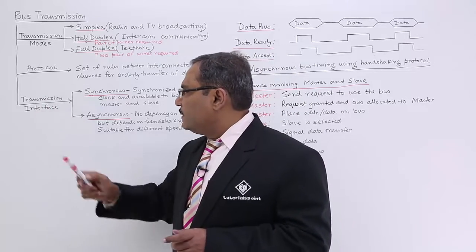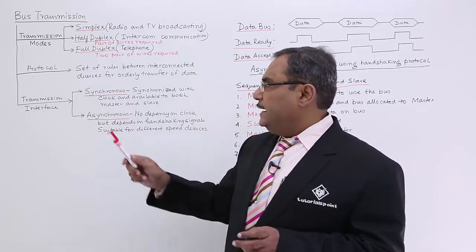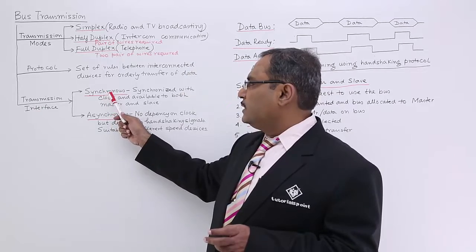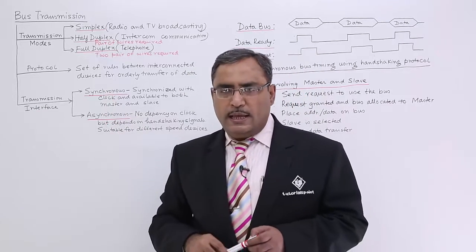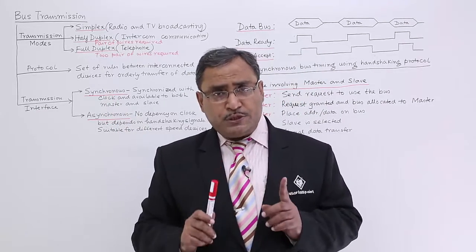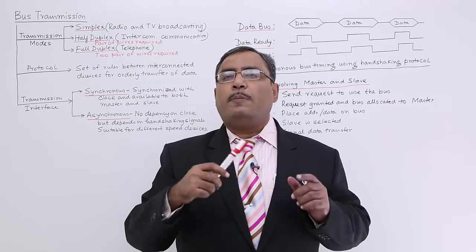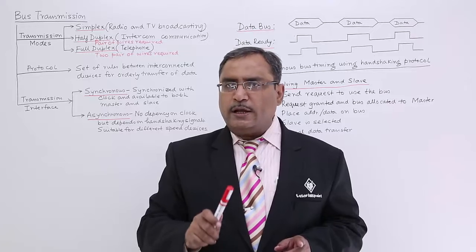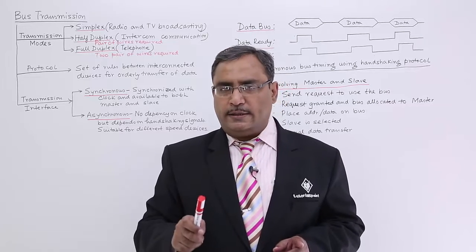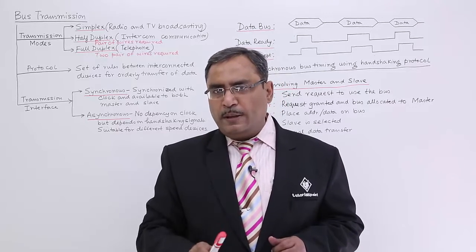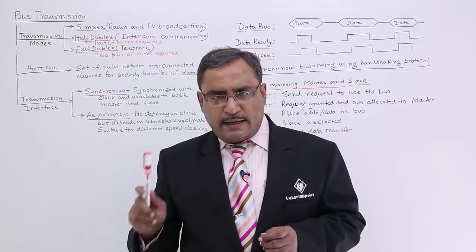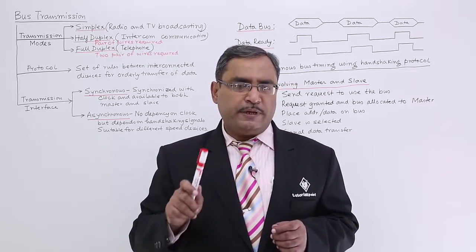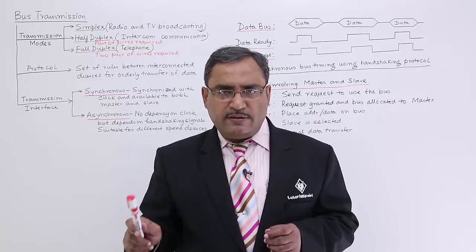Next one is our transmission interface. It can be of two types. One is synchronous, another one is asynchronous. In case of synchronous, the data transmission will take place along with the clock pulses. Depending upon the clock pulse position, the data will be sent or will not be sent, and this clock pulse will be available to both master and slave. Master means who is transmitting, slave means who is receiving.